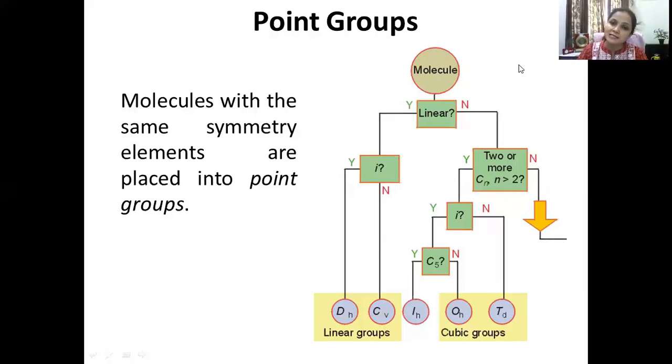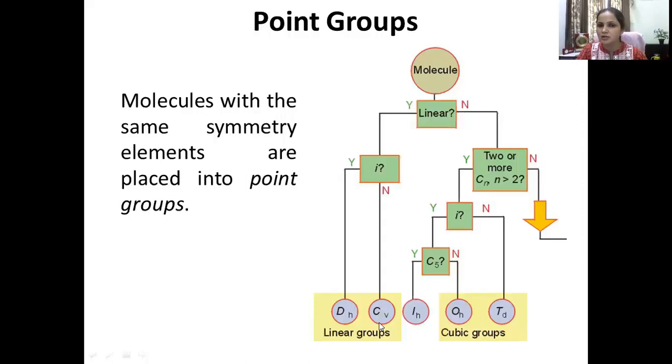So molecules with the same symmetry elements are placed into a point group. So how do we assign a point group? There is a flow chart, as I have shown here in this presentation. We first look at the molecule and observe whether it is linear or not. If the molecule is linear, then we look for whether there is a center of inversion or not. If the center of inversion is not present, then the molecule has the C infinity v point group.